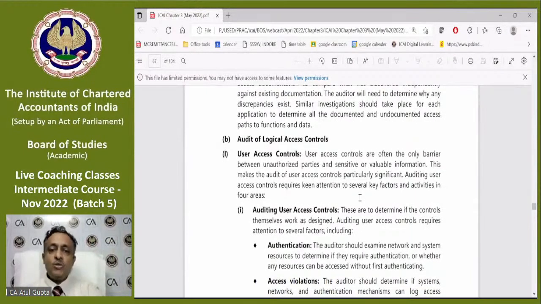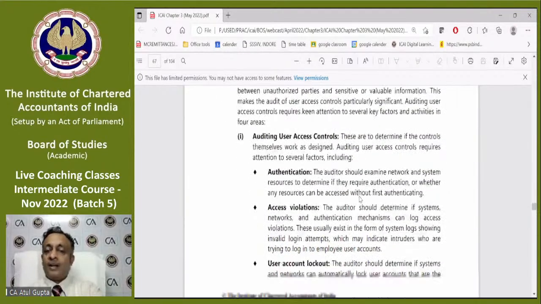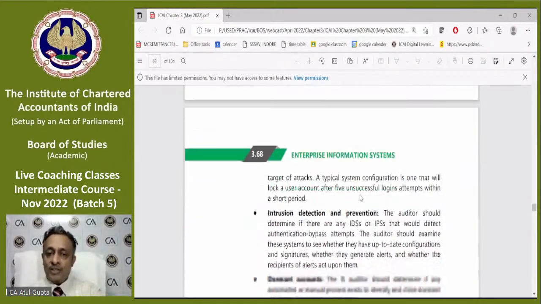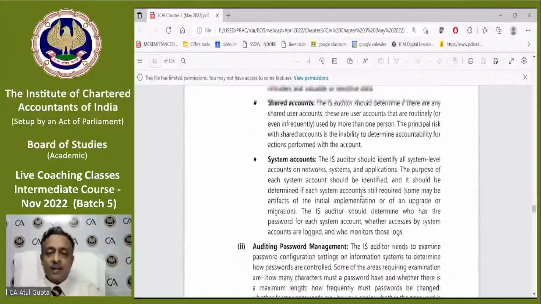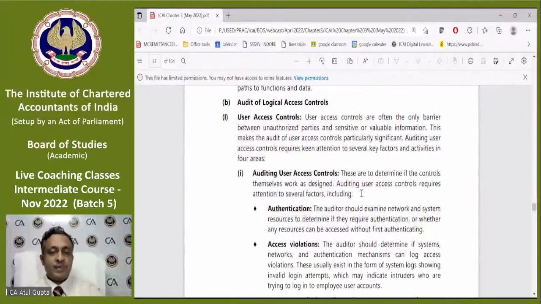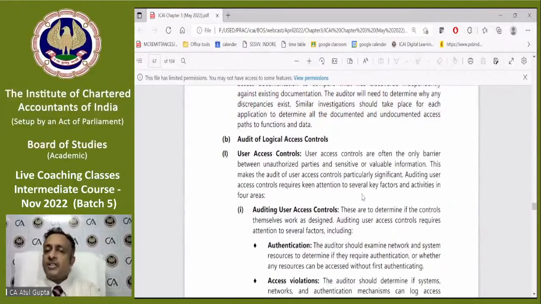User access controls, that includes auditing user access control, the authentication, access violations, lockout, how it is being done. A lot of detail is there, so I think we'll read this one. So audit of logical access control. First is user access control, first point. Let us read the point, then come back.